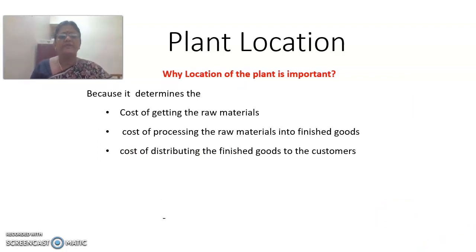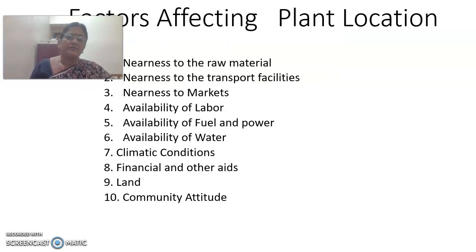Then, why is the location of a plant so important? Because it determines the cost of getting the raw materials, the cost of processing the raw materials into finished goods, and the cost of distributing the finished goods to the customers. Then what are the factors that you have to consider while you are locating a plant? There are altogether 10 factors.